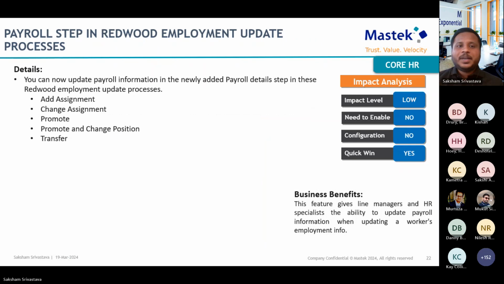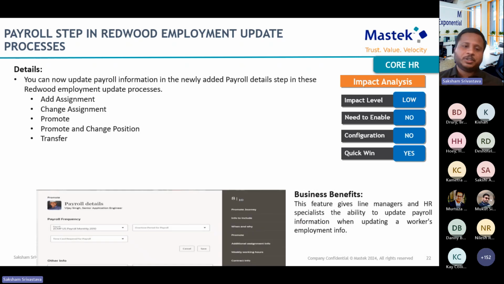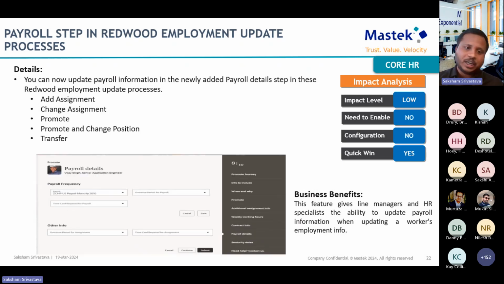Okay, the payroll step in the Redwood employment update process. Now we can update the payroll information in the newly added payroll detail step, for example if you're doing an add assignment transaction, or a change assignment, promotion, or transfer. In the Redwood interface, as you see on my screen, you can select the payroll frequency while doing the transaction. You can select whether a time card is required, and so on, in this section of the transaction.